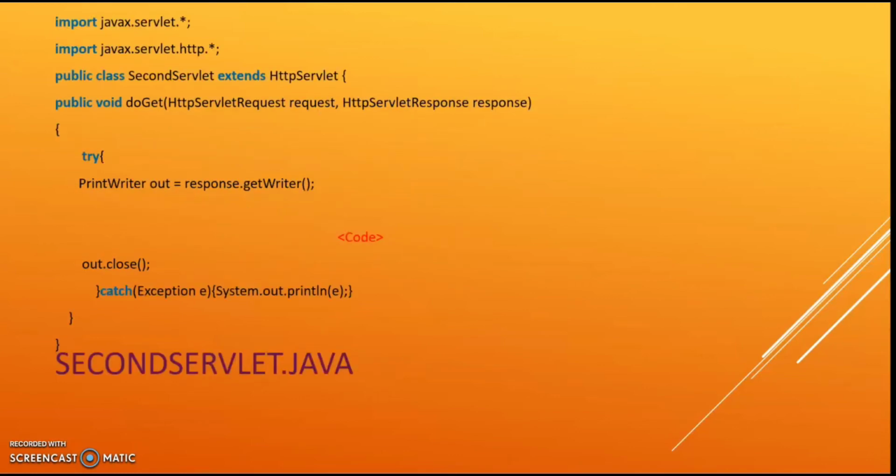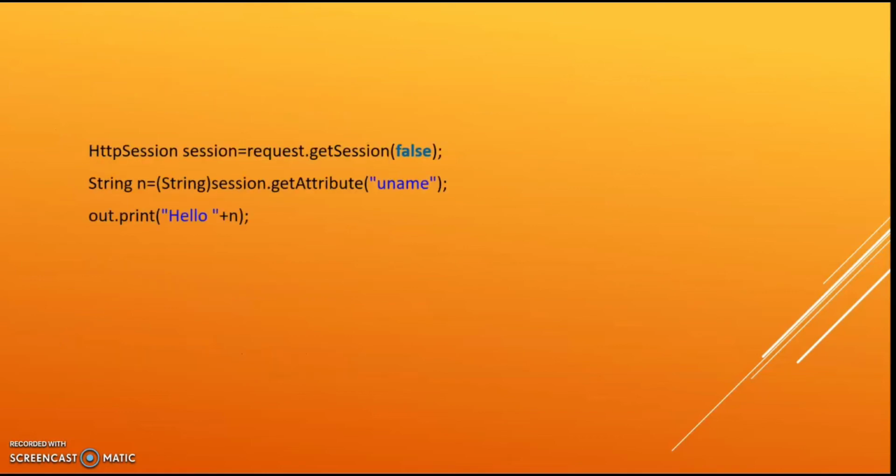Now I will create servlet2, which has the same template. The template is the same: package, doGet, PrintWriter, that's fine. Inside that I will write my code. HttpSession object, request.getSession. request.getSession(false) means it collects the data from the existing session, while true means create a new session. It was already created in the first servlet, so collect data from that session. String n equal to, typecasting to String, session.getAttribute("uname"). So whatever uname you passed via that form is collected via the session. So just print it.